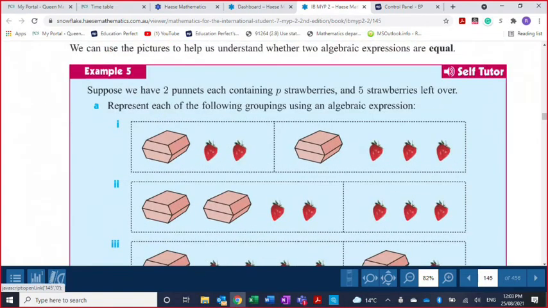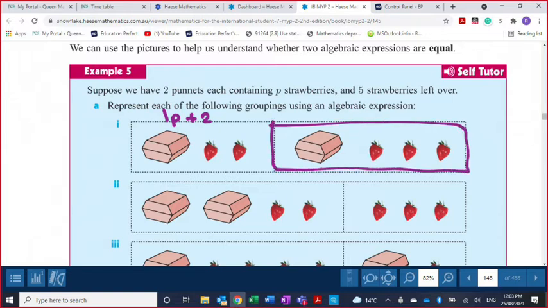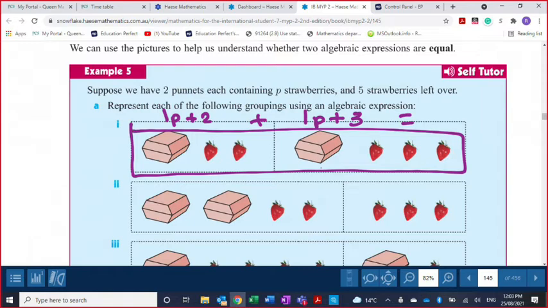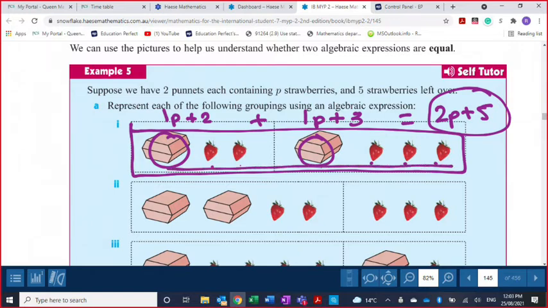Now, they're taking the 2 of them and putting them together. So here we have 1 punnet plus 2 strawberries. And right beside it, which is going to join this to it, we have 1 punnet plus 3 strawberries. And what we can do is simply think of them as one big group. If you think about the whole group, there are 2 punnets and 5 strawberries. So 2P plus 5.